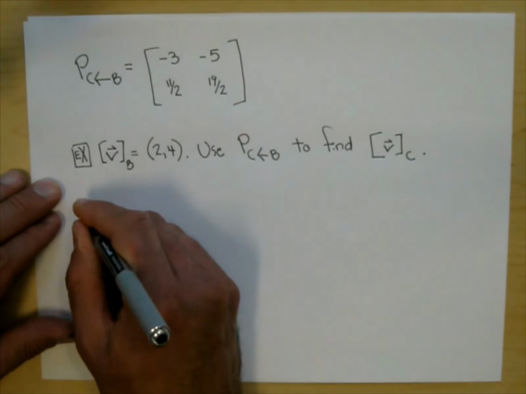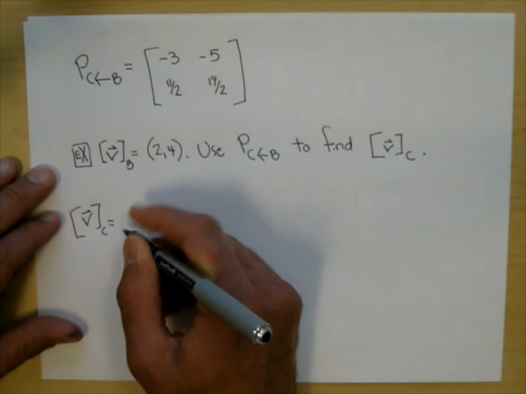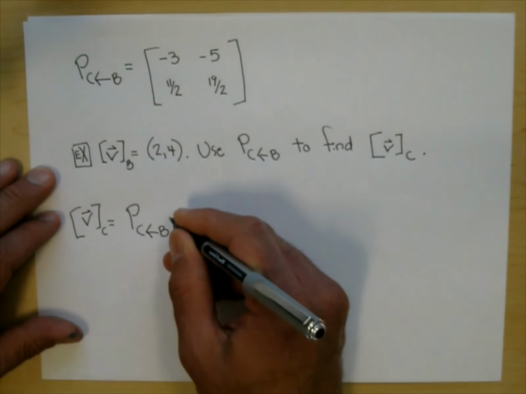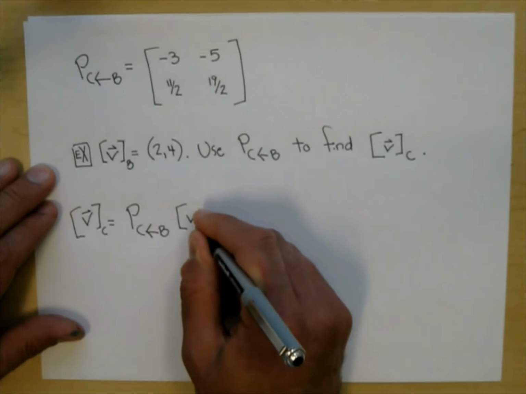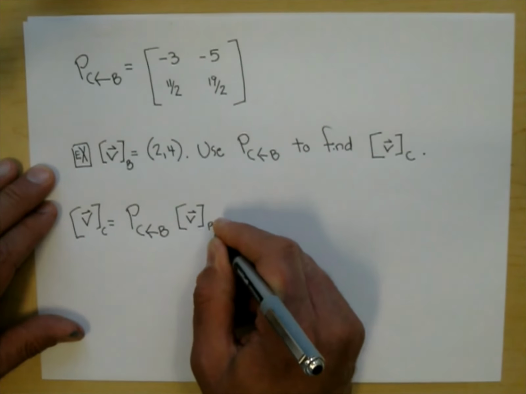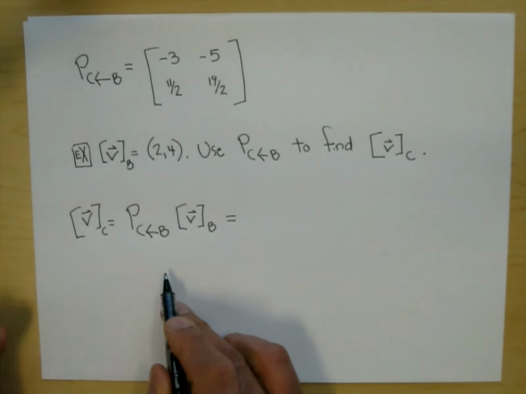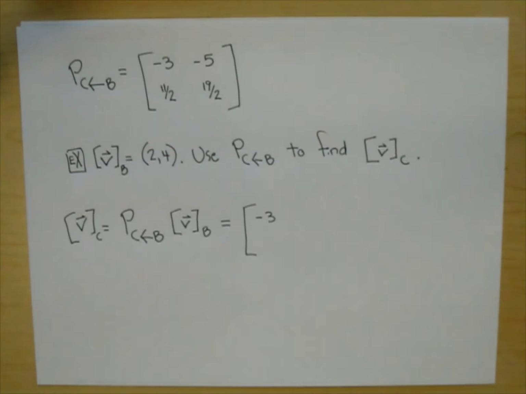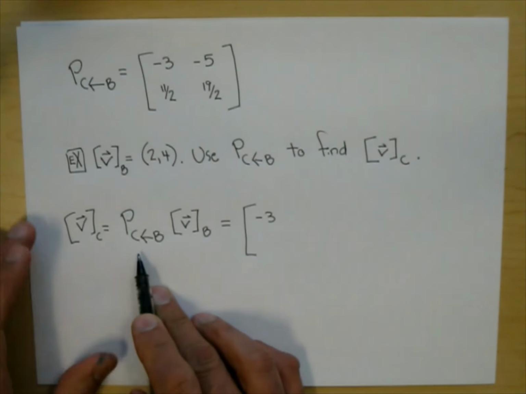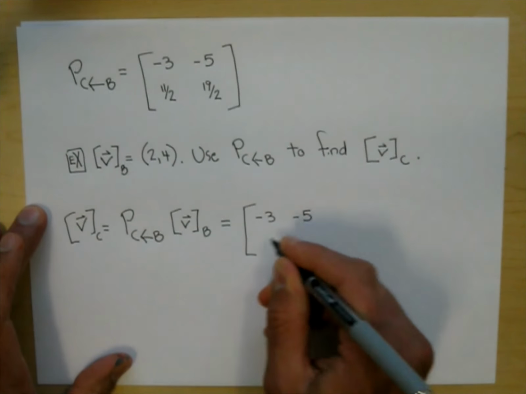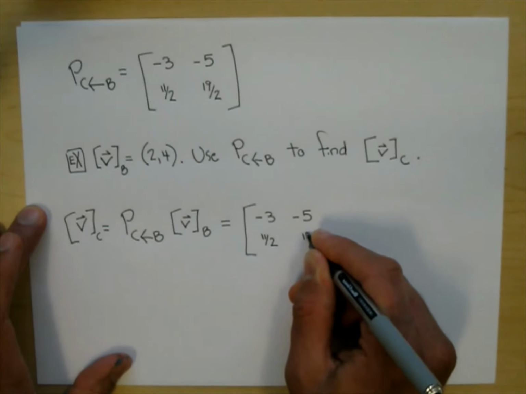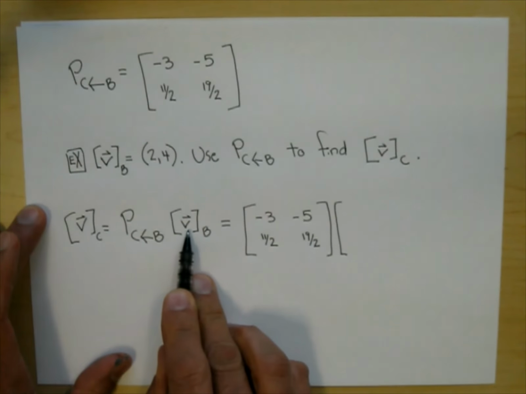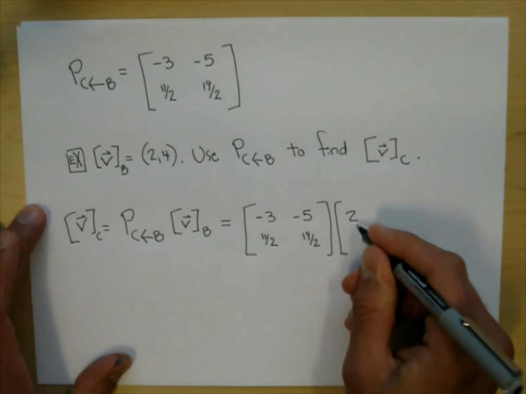This component vector right here is actually equal to the change of basis matrix multiplied by the component vector of V relative to B. It looks more complicated than it really is. All I'm going to do is write this. Okay, the camera actually ran out of battery juice there, so let's see what we were doing. -3, -5, 11 halves, 19/2. I'm going to go ahead and multiply that by this guy right here, and I'm going to write this as a column vector, 2, 4.